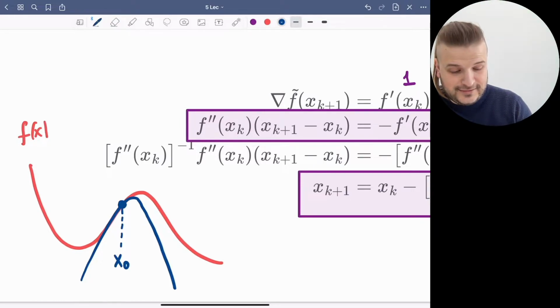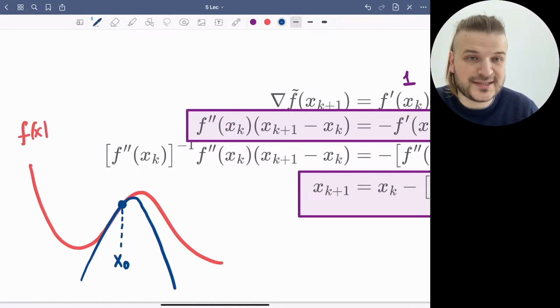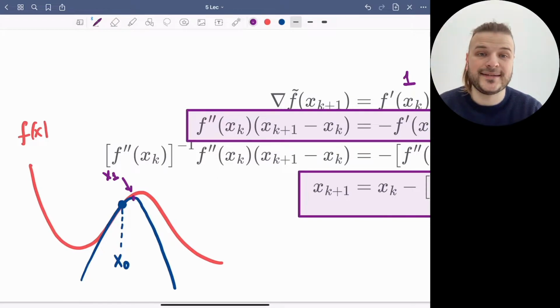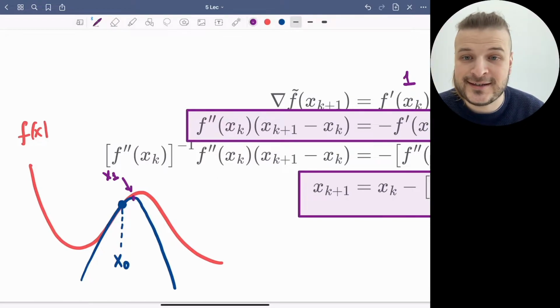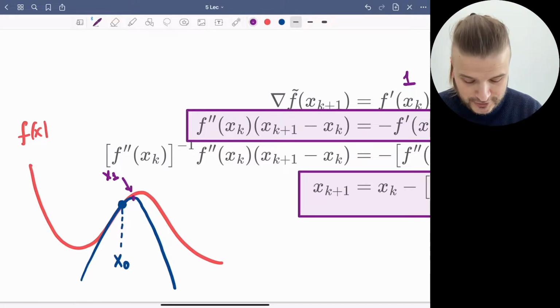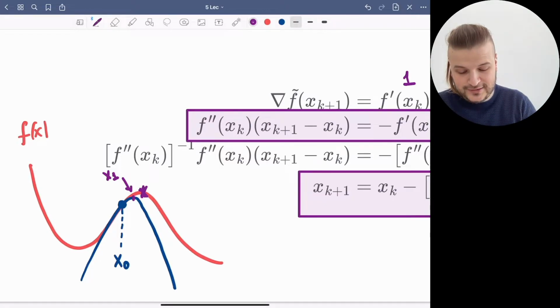And as far as your function is not convex, these situations could happen here, which means that your next iteration, x1, will actually not be a direction of descent, but the ascent direction, right? And actually your iterative procedure will converge to a maximum here. So that will be x star for the Newton method.